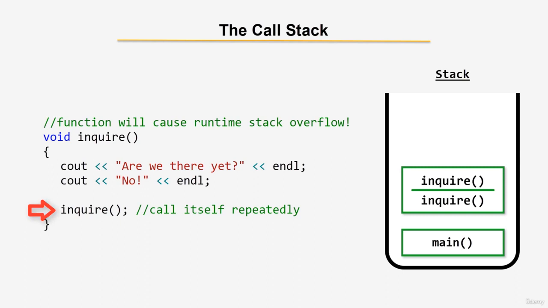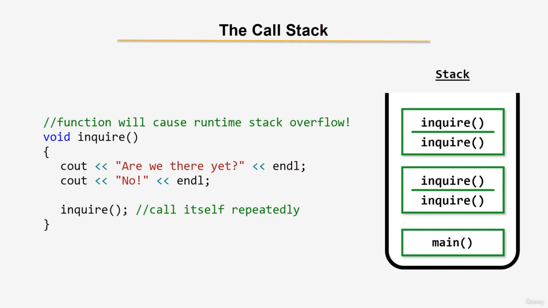When we call inquire, what's going to happen? It will push, or in other words add another stack frame onto the stack for the inquire function. And this is going to repeat until you get a stack overflow. Program execution will repeatedly call and move into new inquire functions.